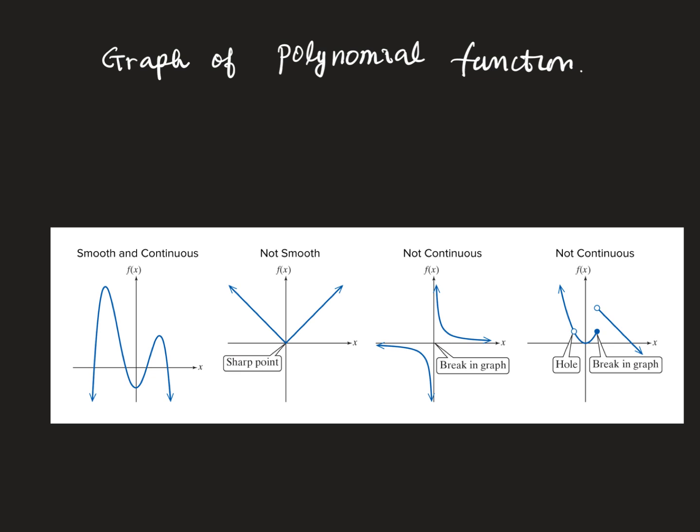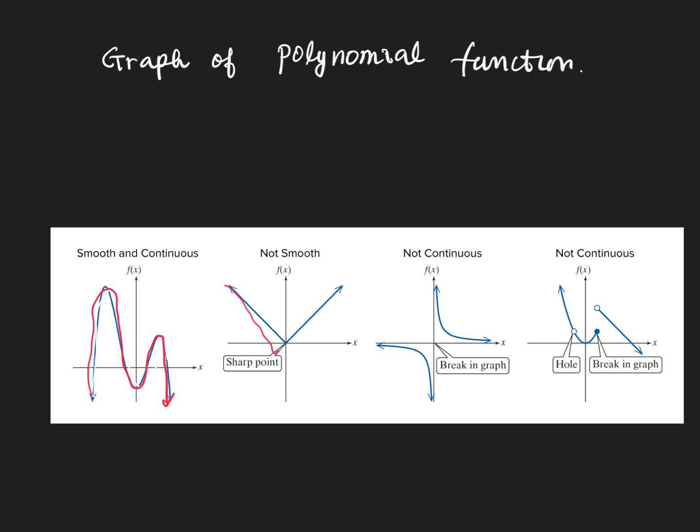A polynomial function should be smooth, guys. Make sure it's very smooth. This one is very smooth, and it always looks like that. I'm going to use a different color, guys. Very smooth, and continuous. There is no gap or no hole, anything.